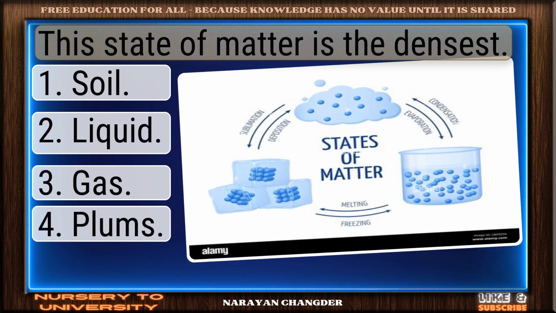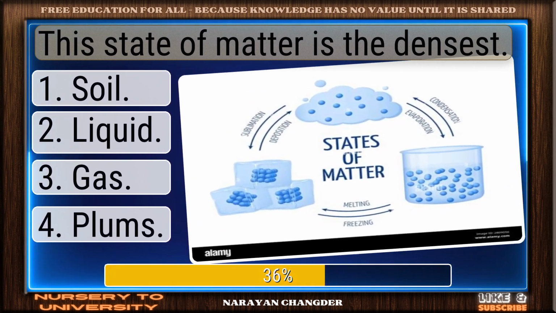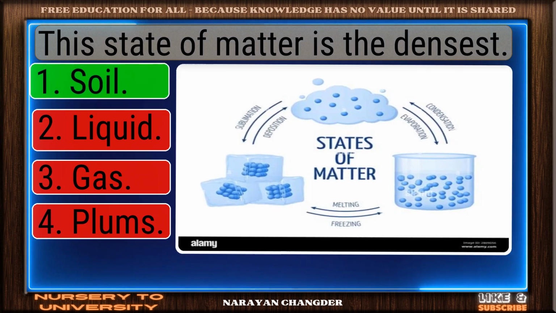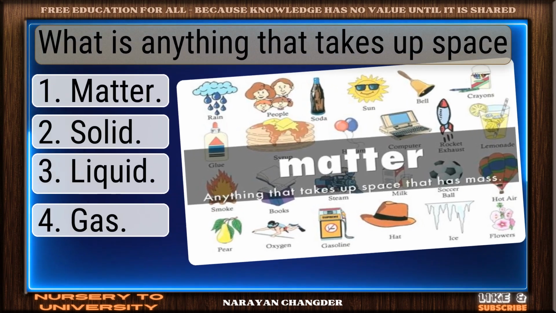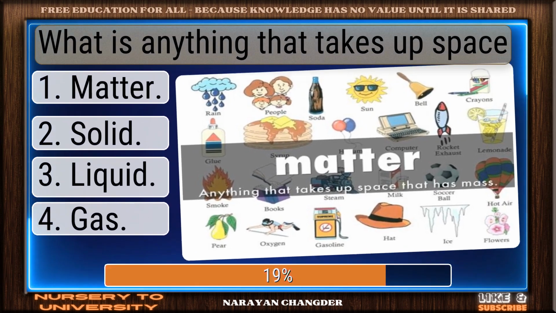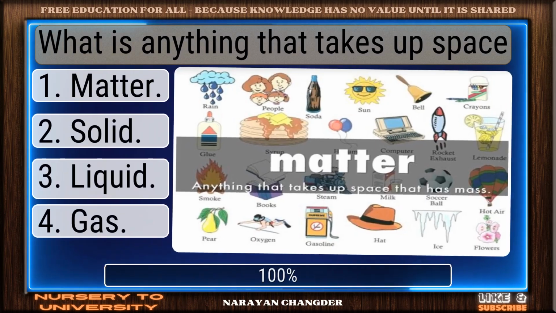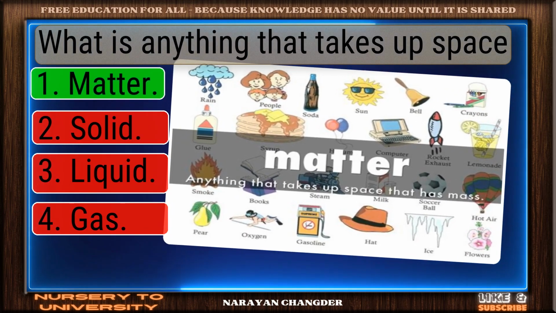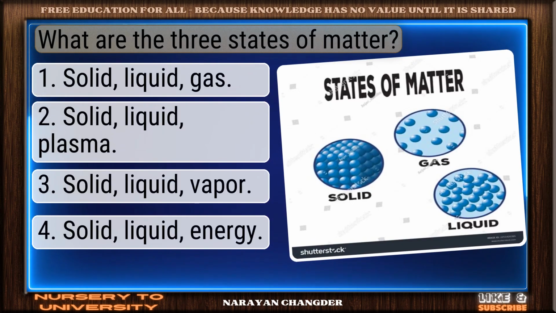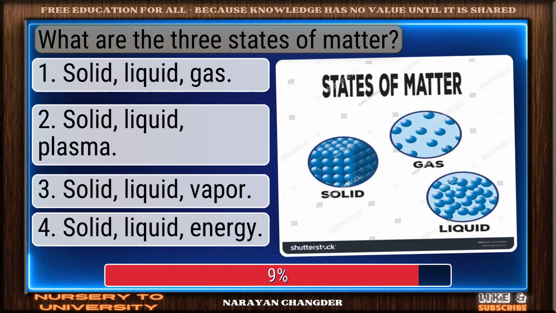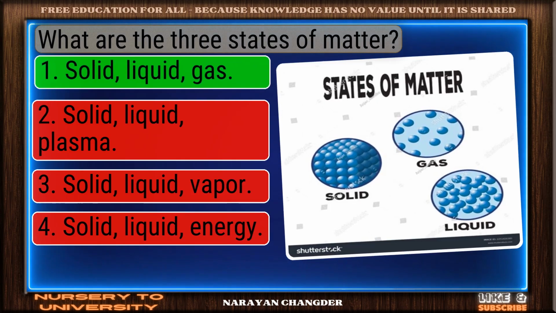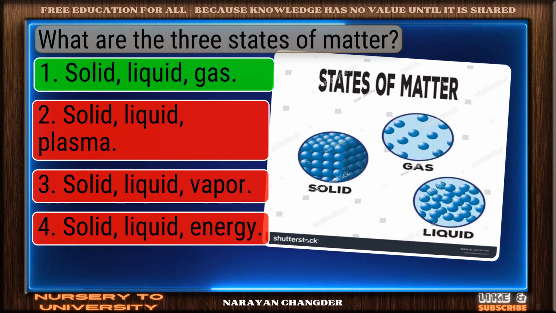This state of matter is the densest. Right again. Soil is a valid answer. What is anything that takes up space? Good job. Your answer, matter, works well here. What are the 3 states of matter? Well reasoned. Solid, liquid, gas is the correct choice.